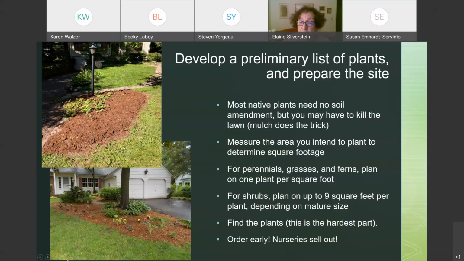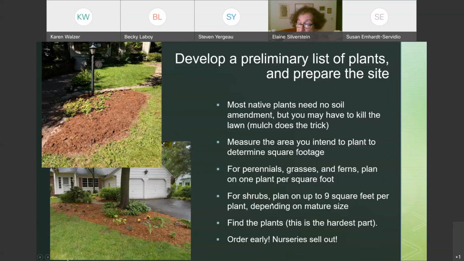So you want to measure the area you intend to plant, and that, of course, would precede doing your sketch. You want to measure the area carefully. You want to know the square footage. For perennials, grasses, and ferns, I generally plan on 1 plant per square foot, and that will be a crowded garden after the first season.